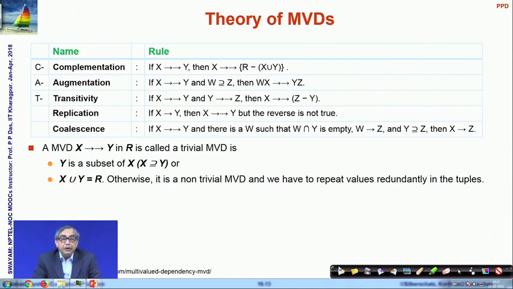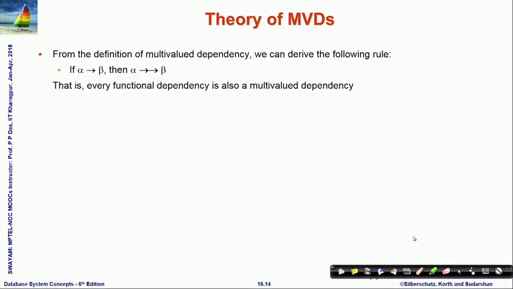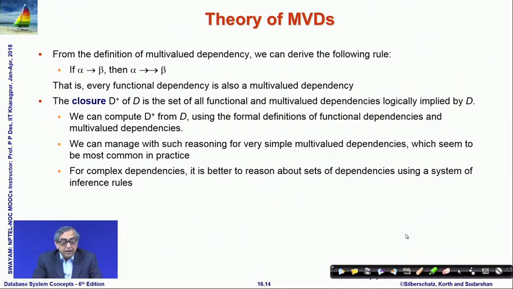Finally, for a multi-valued dependency where x multi-determines y, we call that MVD trivial if either y is a subset of x, which is the notion we used for functional dependencies, or, a second condition, the union of x and y, the left and right hand side, gives you the whole set of attributes. Otherwise, it is a non-trivial multi-valued dependency, and we have to repeat the values. So, these are the two conditions. If they are satisfied, then we have a trivial multi-valued dependency, and we do not want to deal with that.